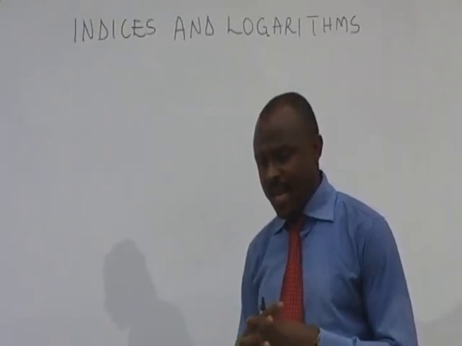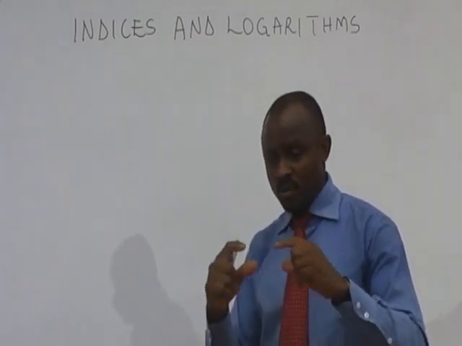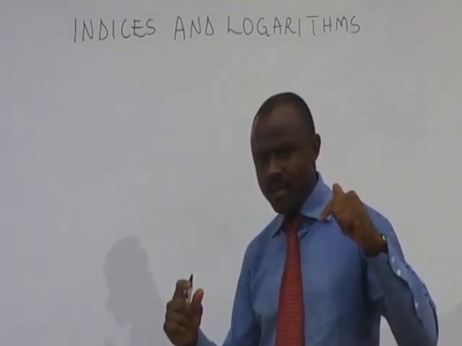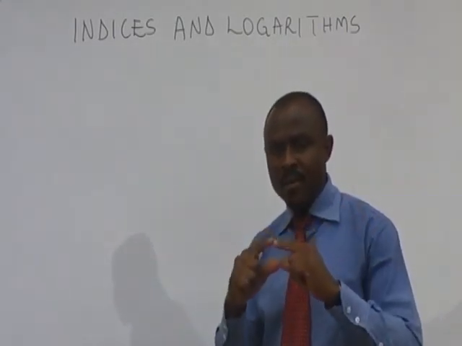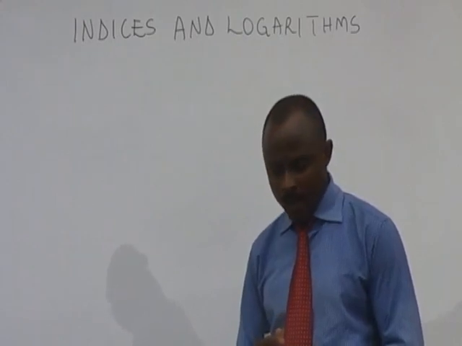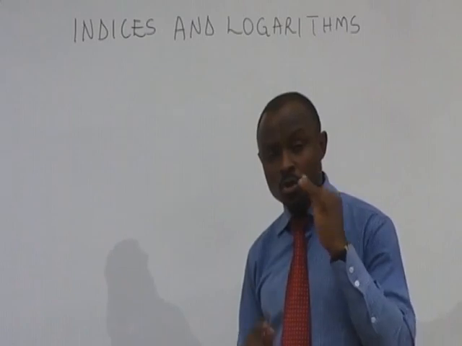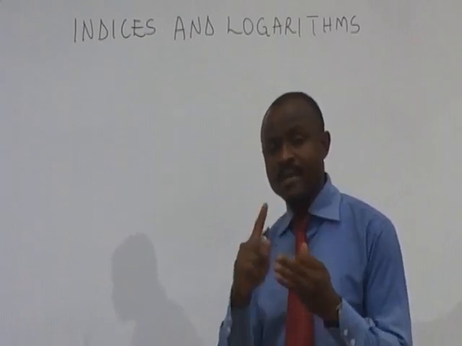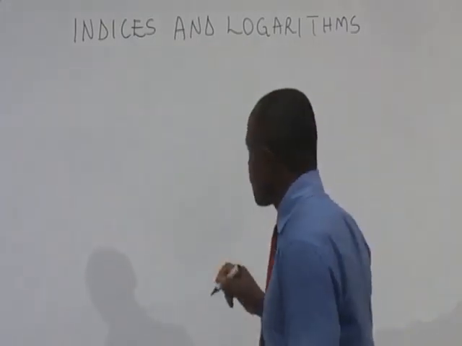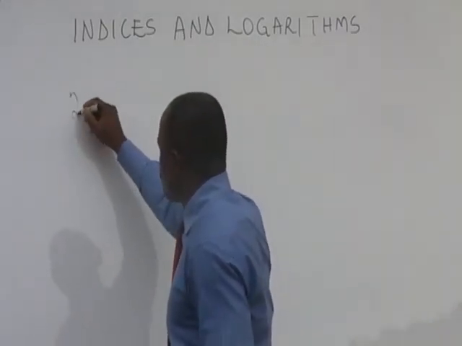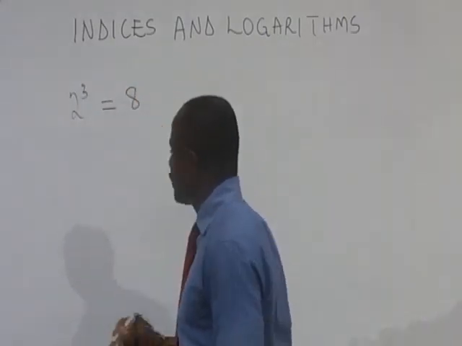advanced in the form that you find it difficult to separate the laws of indices and the laws of logarithms as they are applicable in the topic. For instance, we know that 8 is 2 times 2 times 2. That means 2 exponent 3 is equal to 8.